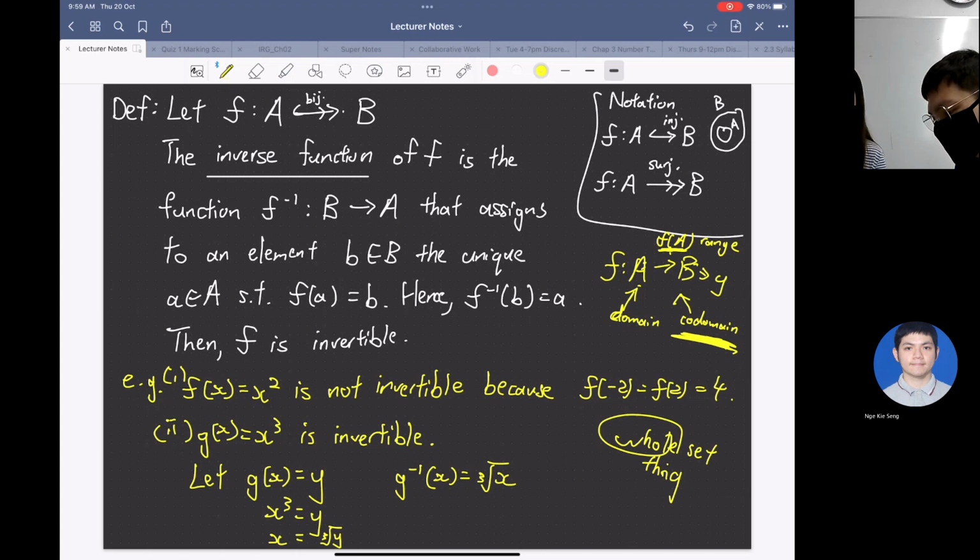Because it can be the case that this is injective but it's not onto. If it's not onto, then you cannot, you don't have a pre-image.